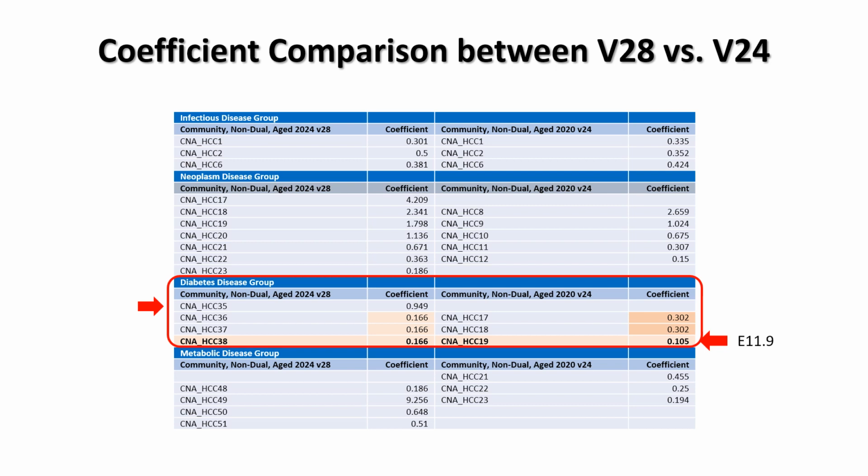A significant example of constraining in the V28 model affects the diabetes diagnosis category. The contribution to the RAF score from diabetic disorders will not change regardless of whether the patient has uncomplicated diabetes or diabetes with complications. However, type 2 diabetes mellitus without complications, E11.9, for example, will receive a slightly higher coefficient in V28 than it currently does in V24, from 0.105 to 0.166. Overall, this will result in a significant reduction in the RAF score for patients with acute or chronic complications from diabetes.